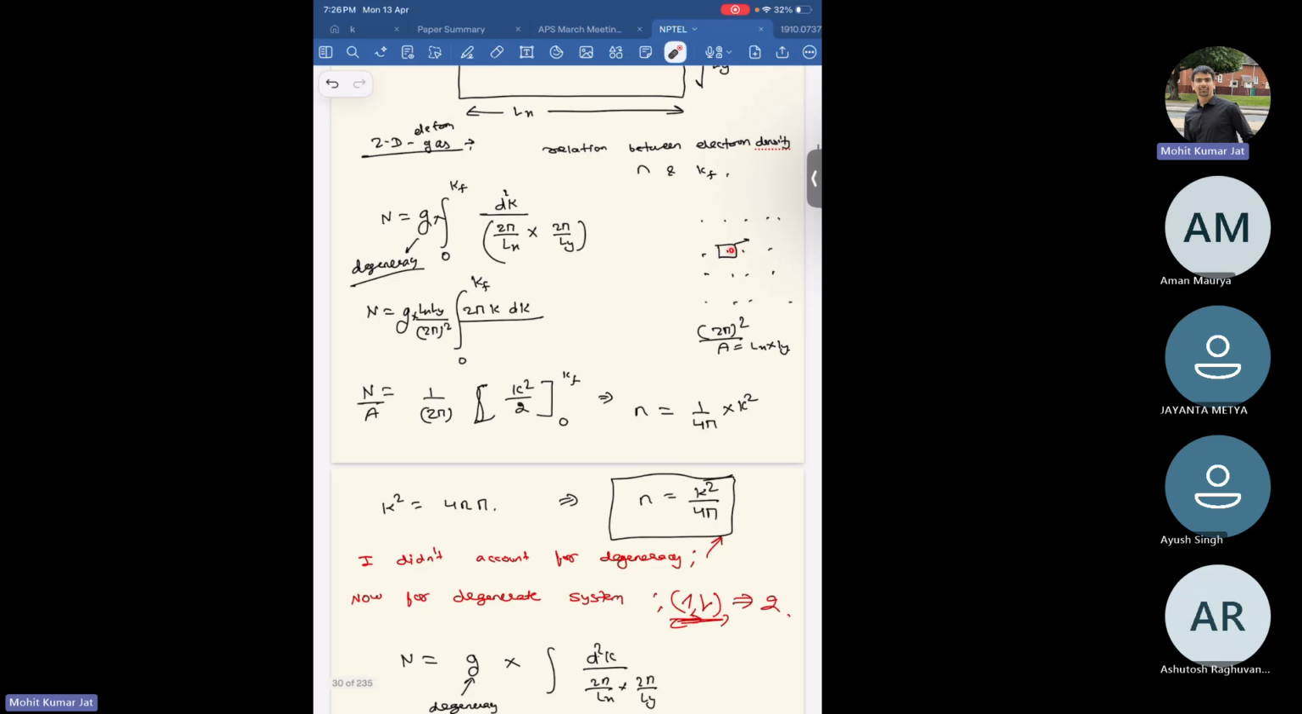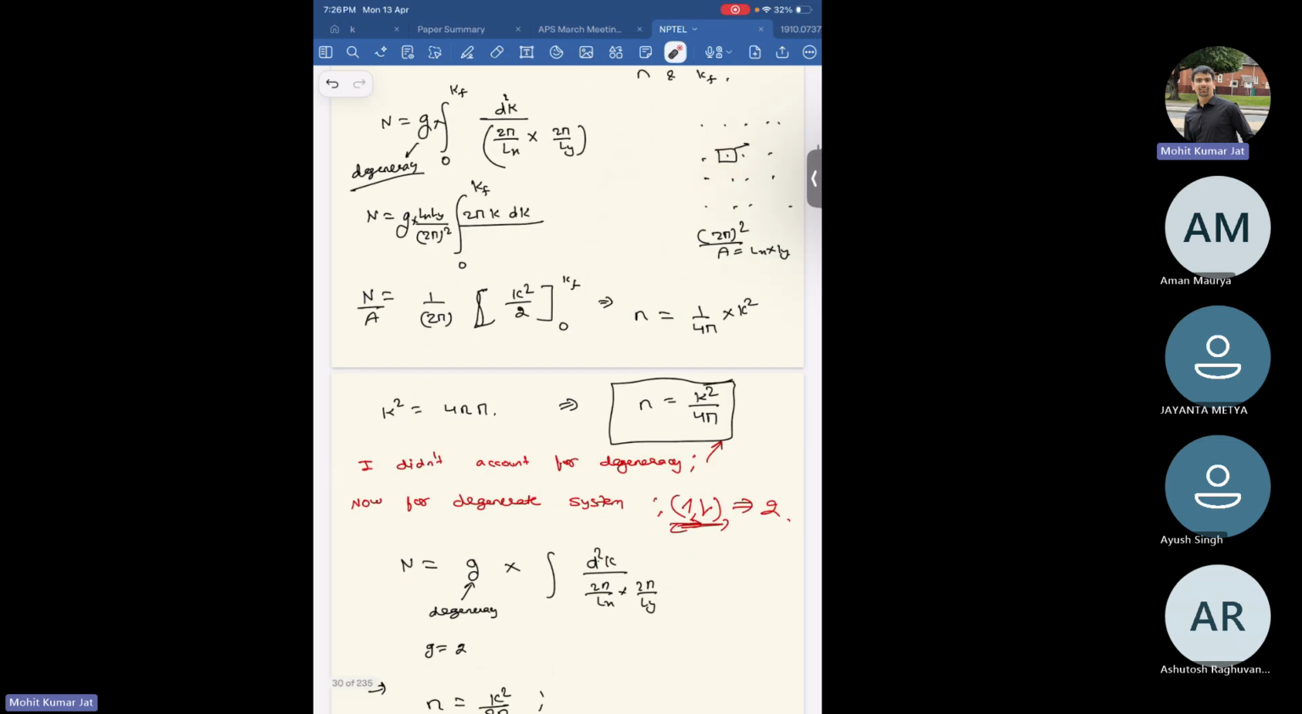We take d2k and divide this region into circles of circumference 2 pi k and width dk, so it will be 2 pi k dk, integrated from 0 to kf, right? If you do so, n by A is 1 by 2 pi times k squared by 2, from 0 to kf, and that's where we get the relation n equals k squared by 4 pi.